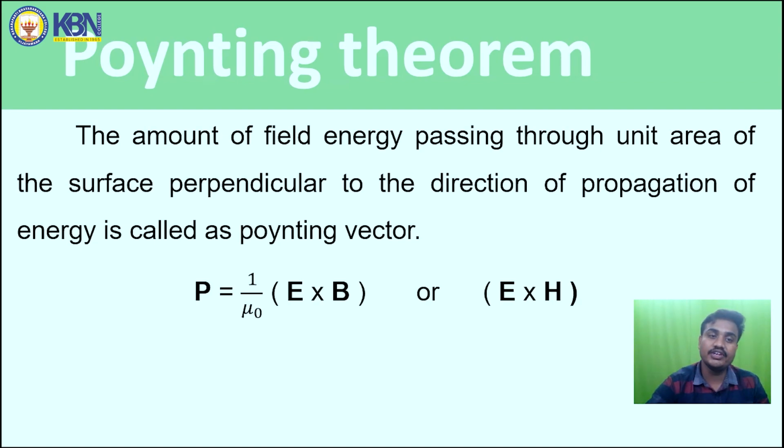Or we can say that P is equal to E bar cross H bar. Why? Because we know that B is equal to mu naught into H. If you substitute B is equal to mu naught H, mu naught gets cancelled and you are left with E bar cross H bar. This is known as the Poynting theorem.